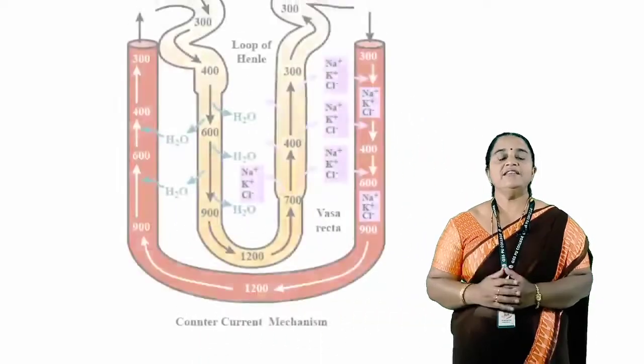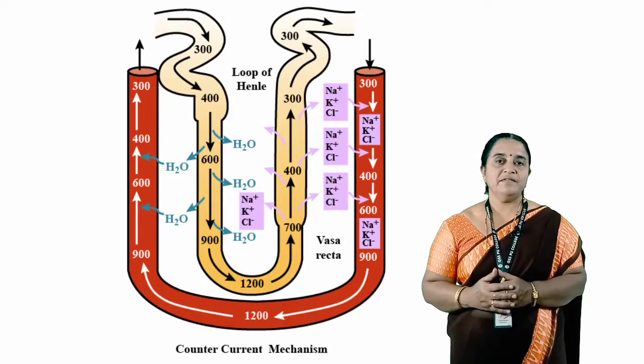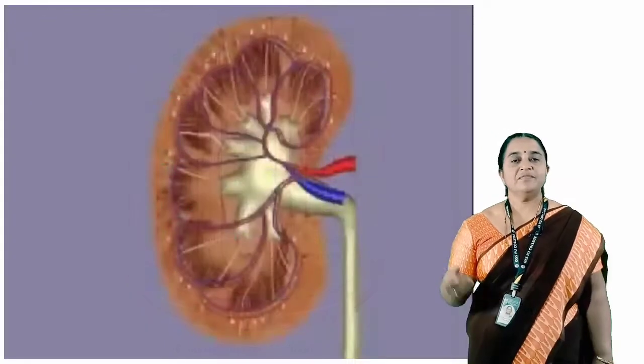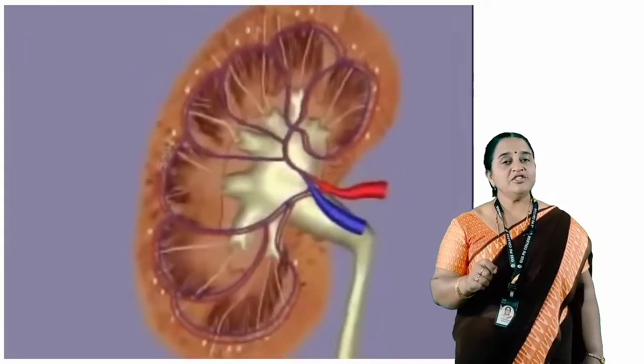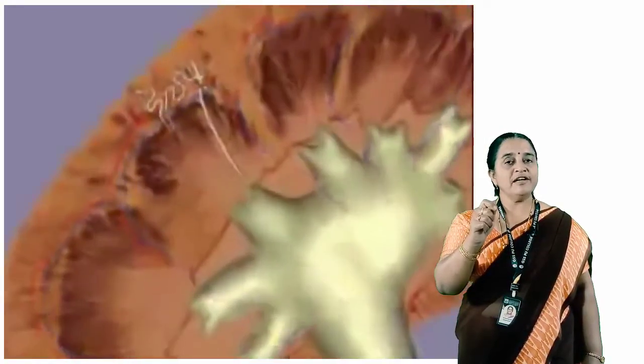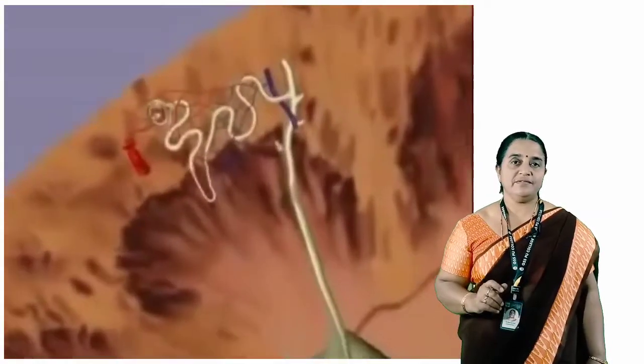Hello students, let us continue the next part of the topic excretion, where there is a mechanism called the countercurrent multiplier phenomenon, by which urine becomes hypertonic, blood gets all the essential elements which it loses during glomerular filtration, and the body gets rid of all nitrogenous waste.